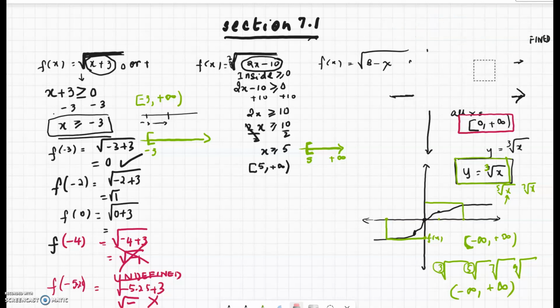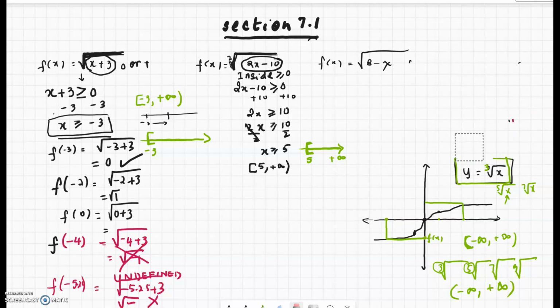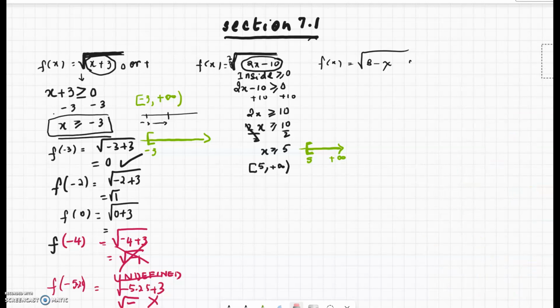Now let's look at the next function. Now remember, you know the drill. If you see an even root, 4th root, 6th root, 8th root, here it's a square root, whatever is inside, you need to be making sure that it's greater than or equal to 0. What happens when it's less than 0? The square root of a negative number, a number less than 0, is undefined. So you have 8 minus x has to be greater than or equal to 0.